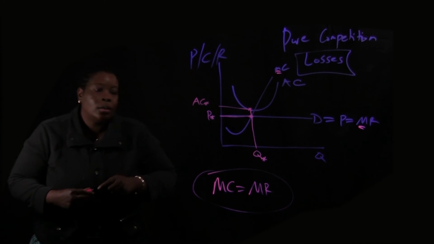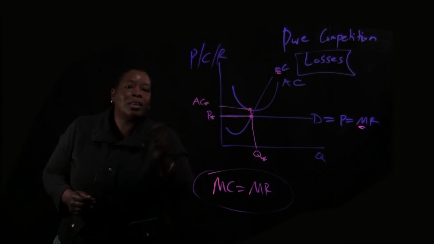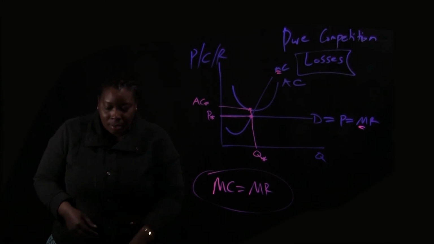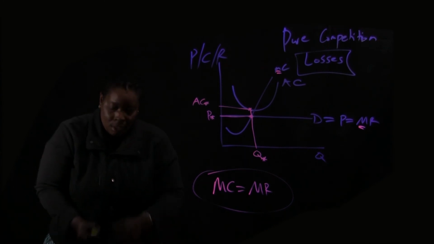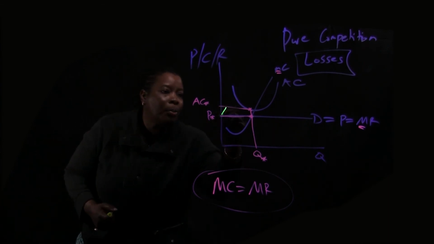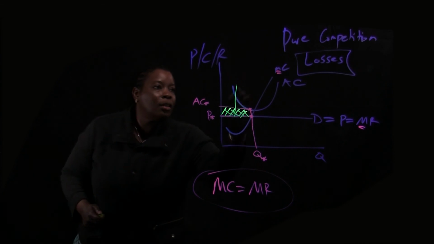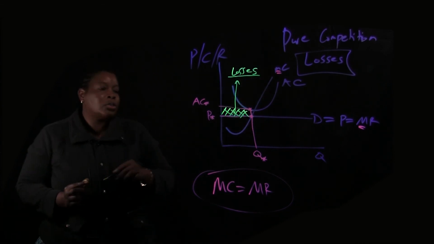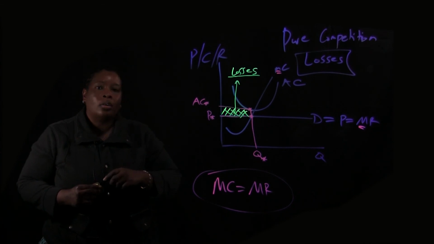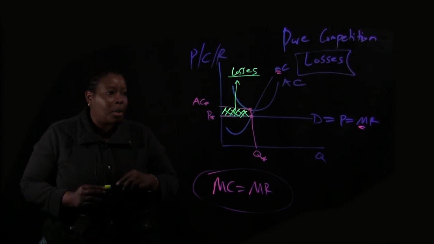Now look, your cost to produce the good is now higher than the price you fetch on the market. You are losing money in this scenario. In fact, your losses are represented by this area. These are your losses. Cost of production is higher than price. You are losing money in the short run for a purely competitive firm.